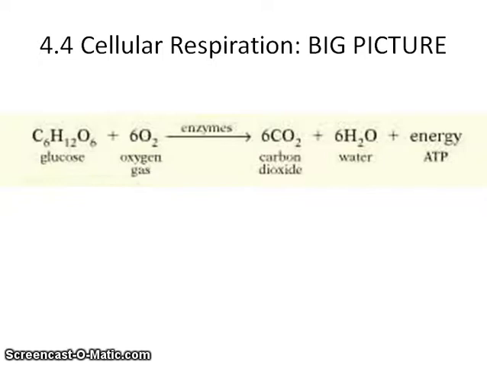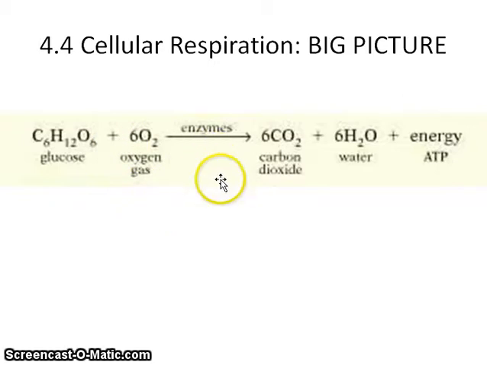So the main equation for cellular respiration is that glucose is a reactant. It goes into cellular respiration. Animals obtain glucose for cellular respiration by eating, and plants make glucose from photosynthesis. Oxygen is also a reactant. It goes into cellular respiration, and it comes from us breathing oxygen in.